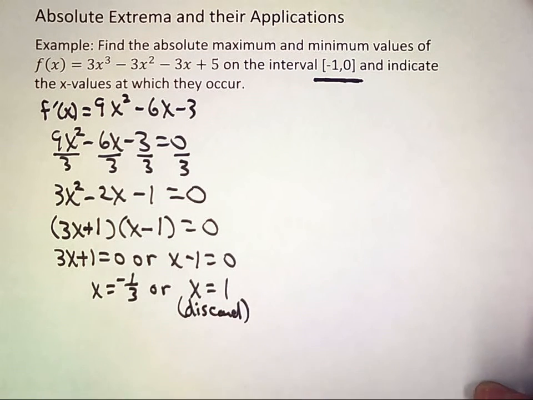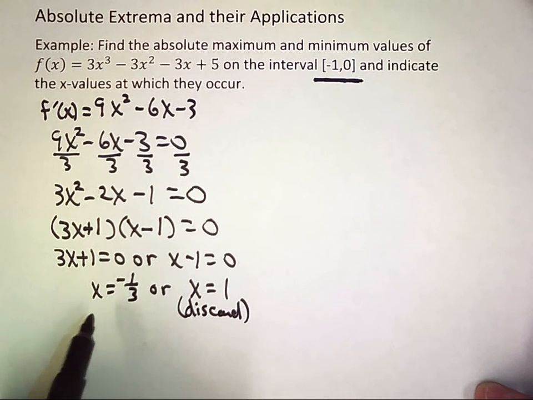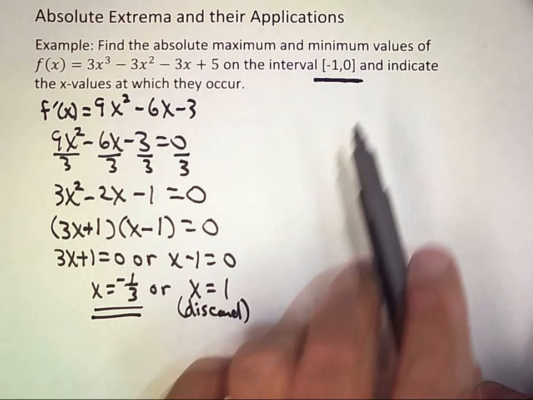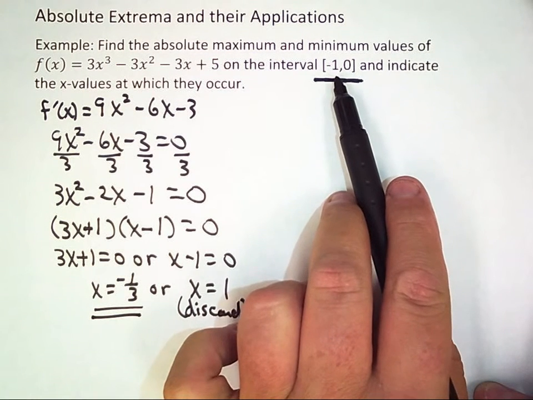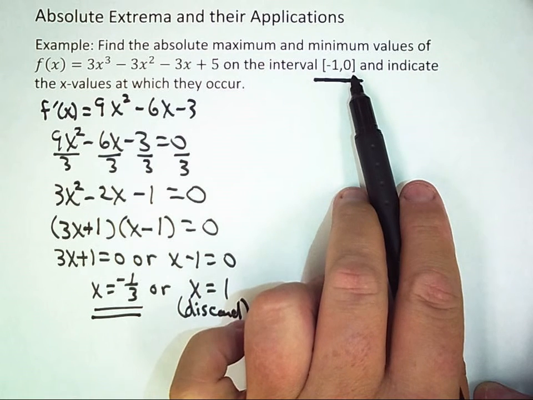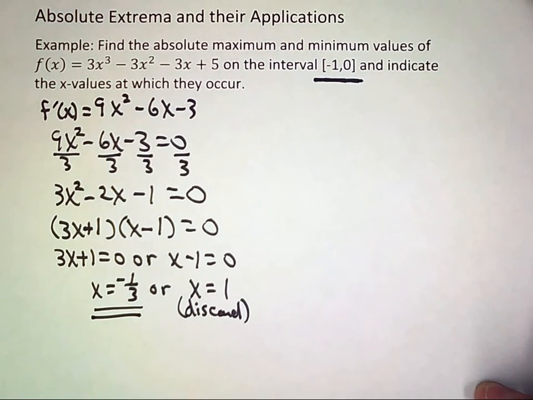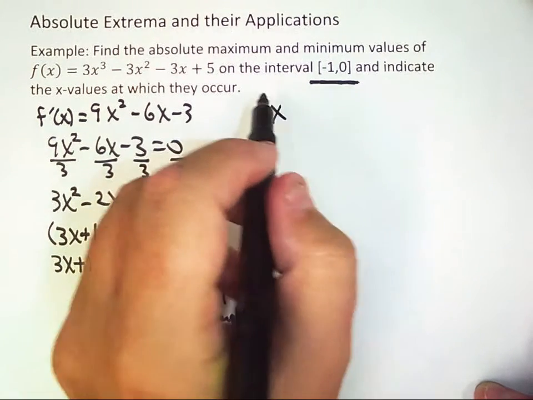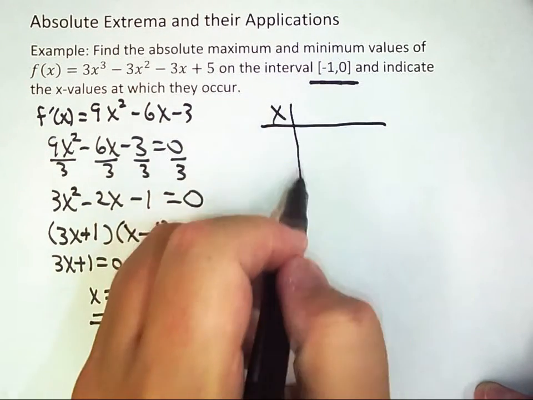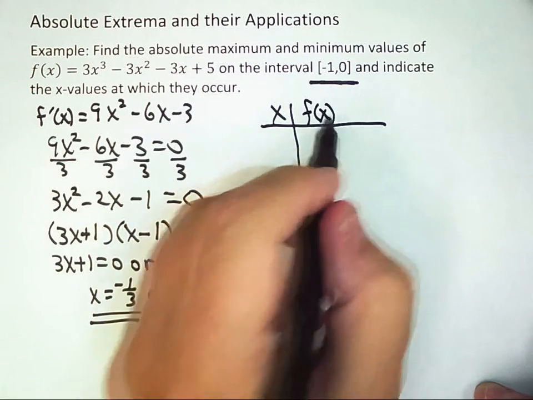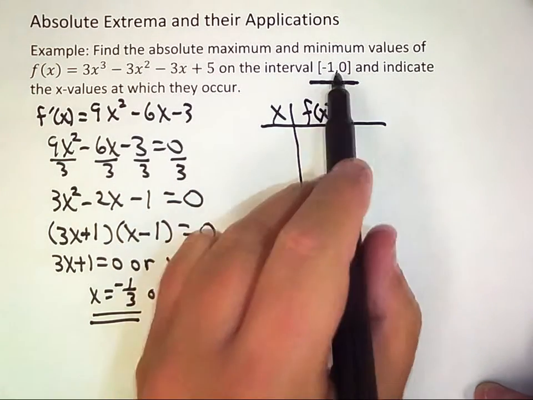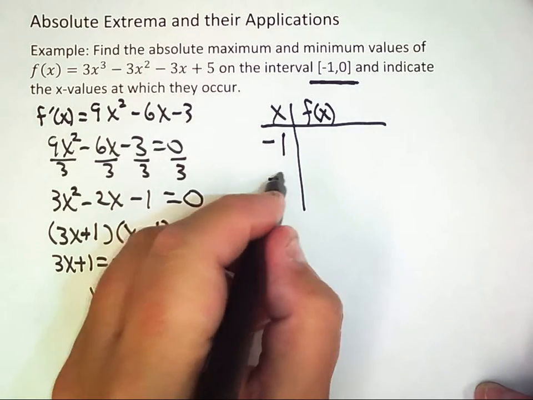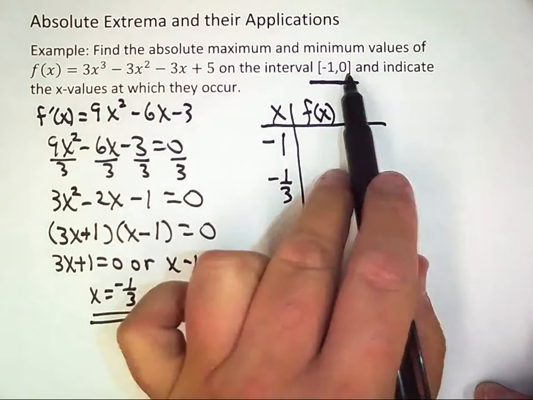So really, at this point, my absolute extrema are going to occur either at -1/3, or at -1, which is the left endpoint, or 0, which is the right endpoint. It's going to be one of those three places if it occurs. So what I would suggest is just making a little XY chart or an f of x chart and having a look. -1 is the smallest x value. The next one is -1/3, and the next one is 0.